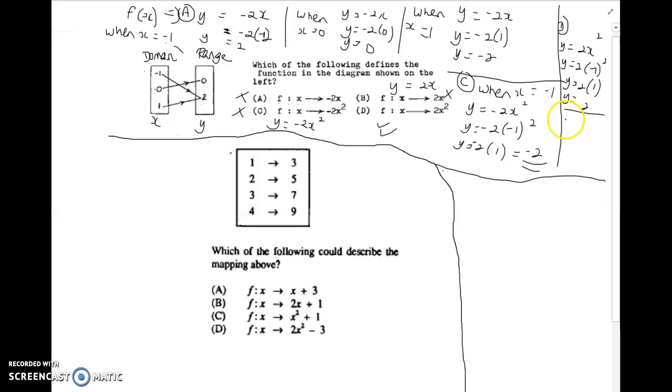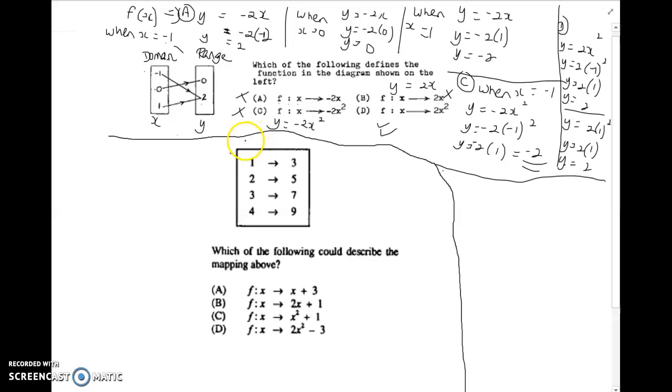And then when x is 1, we put in 1 squared. I get y equals 2 by 1, because 1 squared is 1. So y is 2. So it works out for when f of x is 2x squared, which is option D. Now the second one in the bottom here is very similar as well.